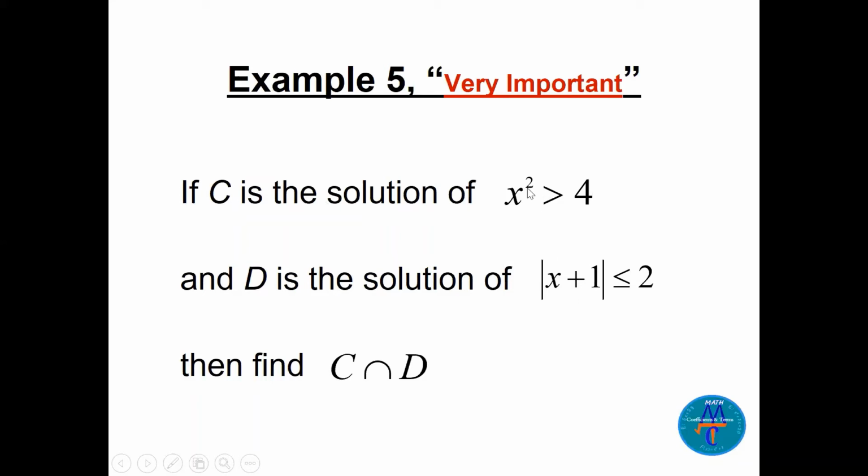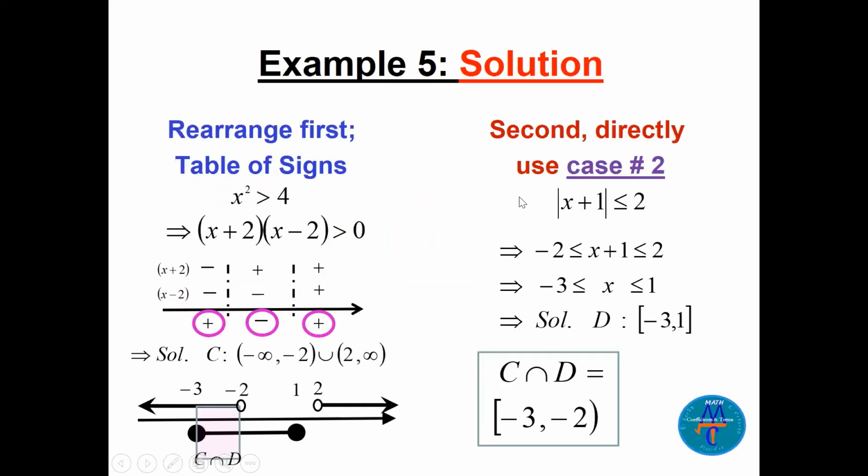Now, x squared greater than 4, we have seen in lecture 25, inequalities, polynomial or quadratic. You have to bring everything to one side, equals 0 on the right, greater than 0, factor it, make a table of signs, and choose the positive: minus infinity to minus 2 union 2 to infinity. This is the solution C.